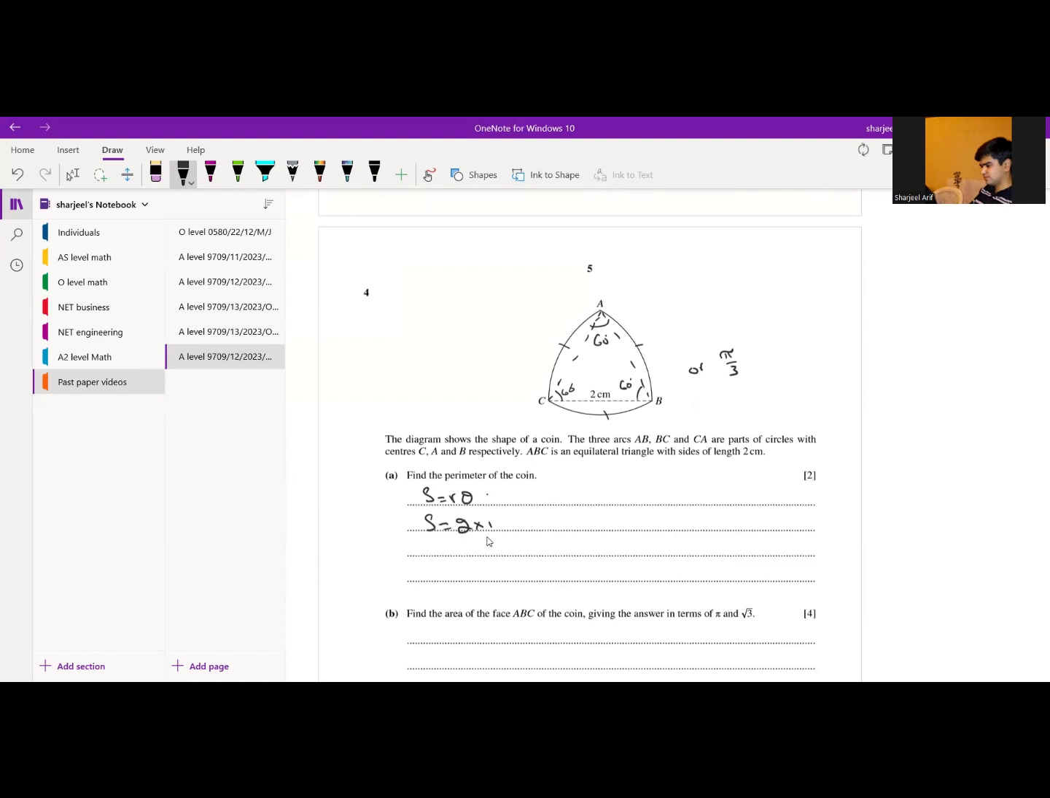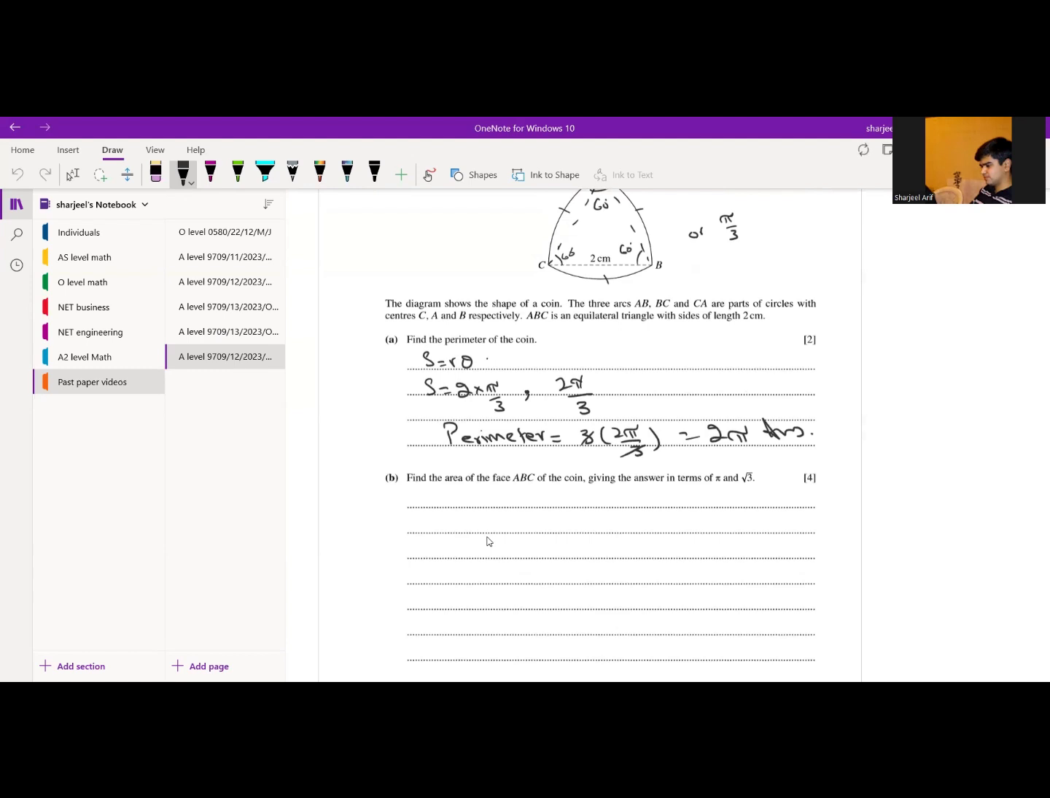S will be equal to 2 into pi by 3. This is for a single arc. So the length of AB will be 2 pi by 3. All the lengths are equal because it's an equilateral triangle. So this means we have to multiply it by 3 to get the perimeter. So perimeter will be equal to 3 into 2 pi by 3, which is 2 pi. This will be our answer.